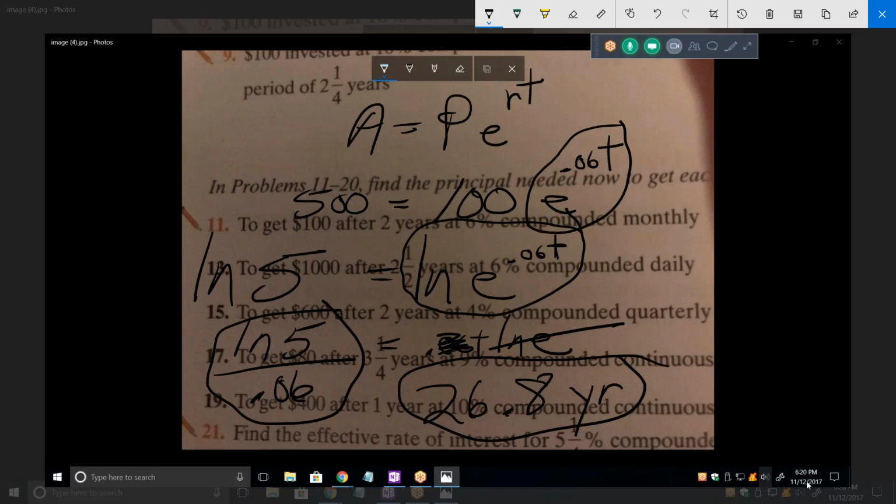Tells you the secret to investing is holding on to it for a long period of time, letting t be big, because t is in that exponent. So when you let t grow, it really causes your principal to grow.